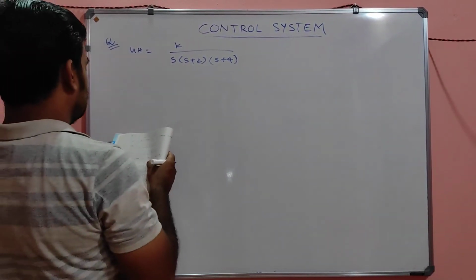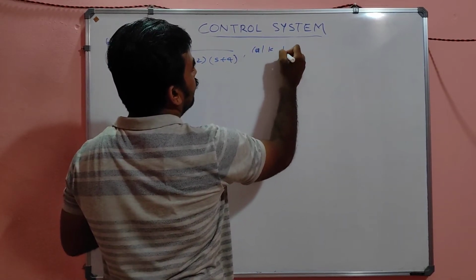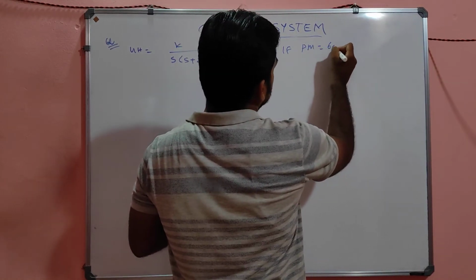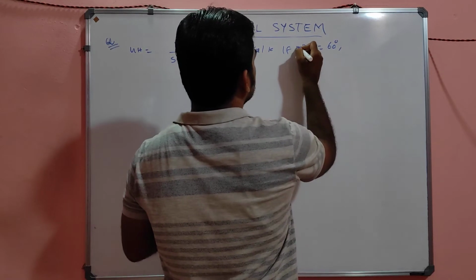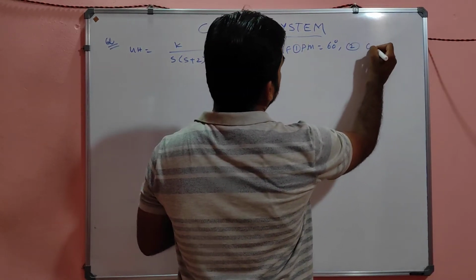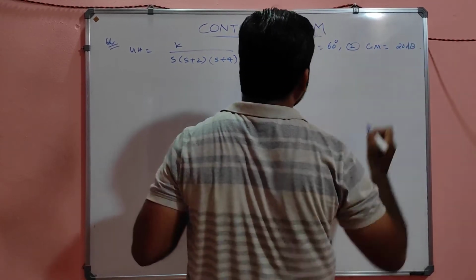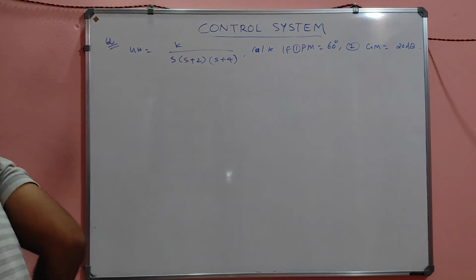Calculate K if phase margin equals 60 degrees, this is for the first case, and for the second case, gain margin equals 20 dB. It's a very high level problem, but we will try, okay? We will try.